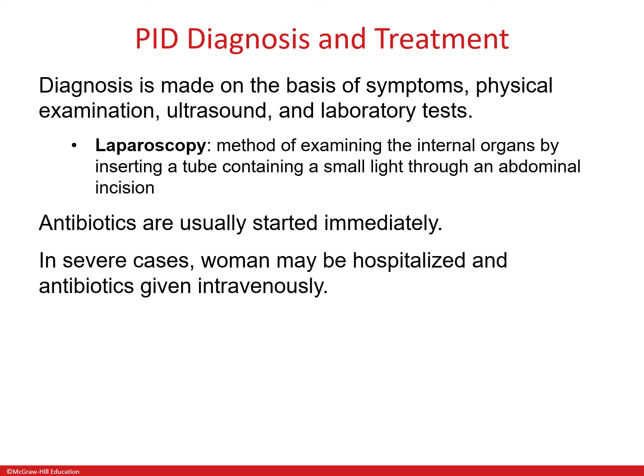Diagnosis of PID is made on the basis of symptoms, physical examination, ultrasound, and laboratory tests. A laparoscopy may be used to confirm the diagnosis and obtain material for cultures. Treatment should begin as quickly as possible to minimize damage to the reproductive organs. Antibiotics are usually started immediately. In severe cases, the woman may be hospitalized and antibiotics given intravenously. It's especially important that an infected woman's partner be treated. As many as 60% of the male contacts of women with PID are infected, but also asymptomatic.